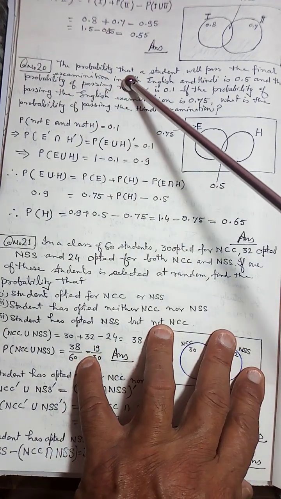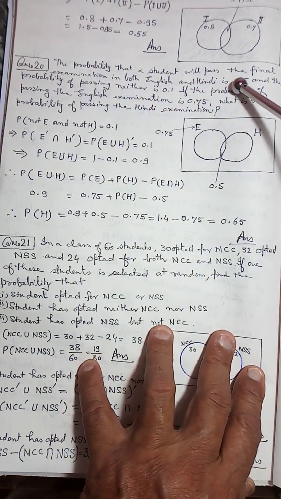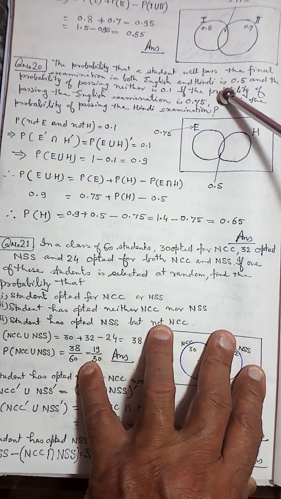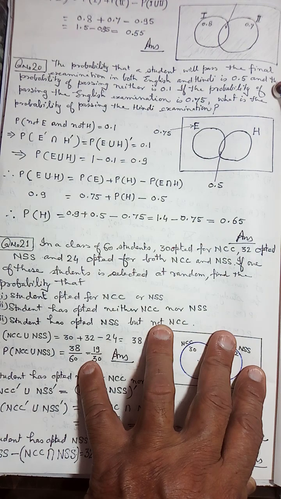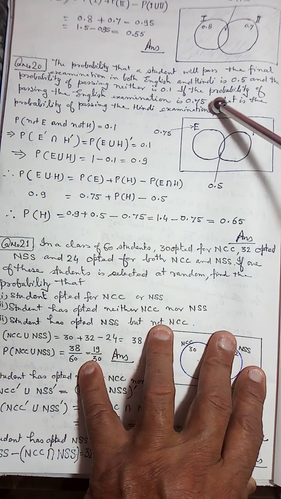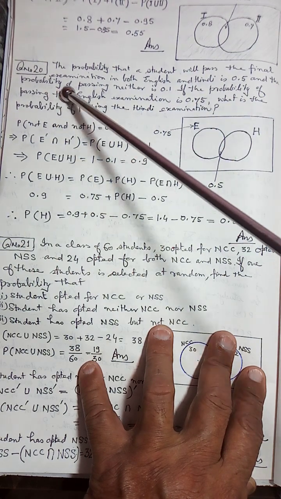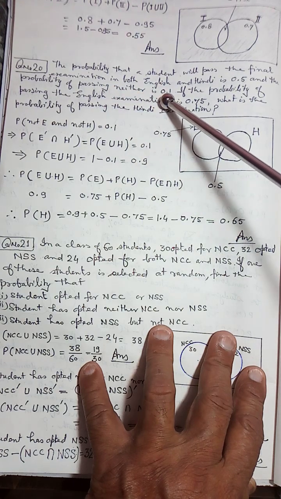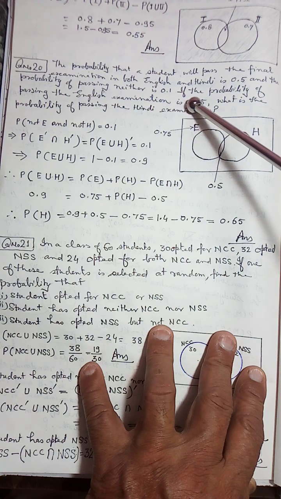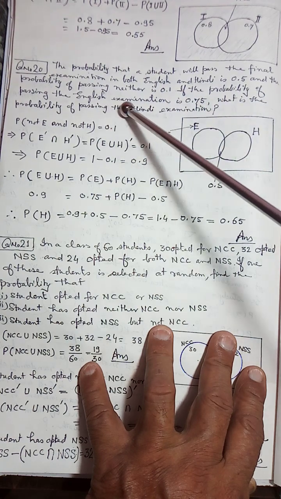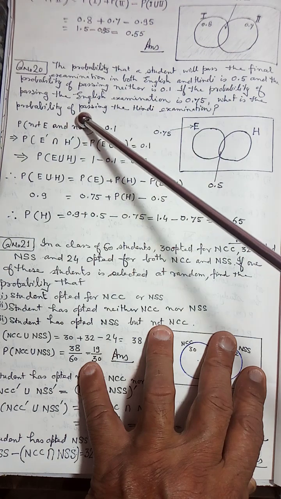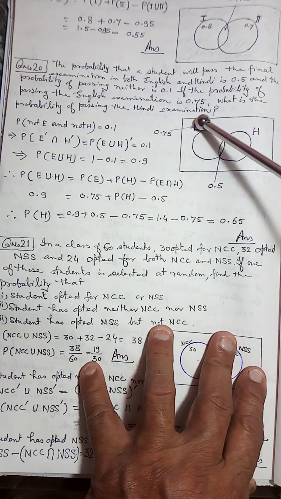The probability that a student will pass the final examination in both English and Hindi is 0.5, and the probability of passing neither is 0.1. If the probability of passing the English examination is 0.75, what is the probability of passing the Hindi examination?